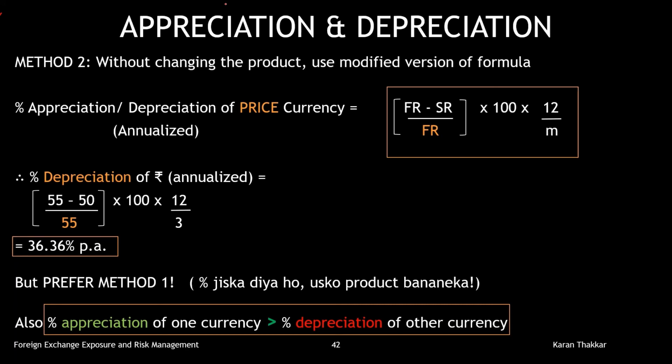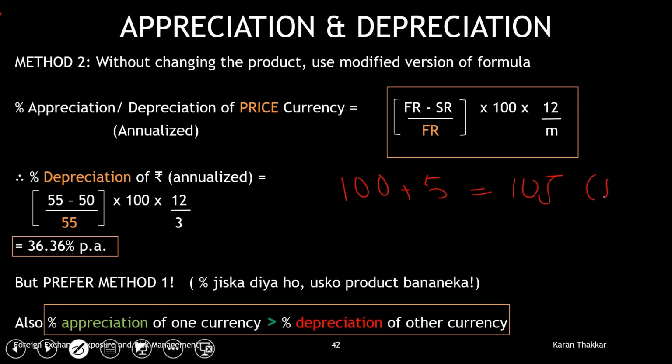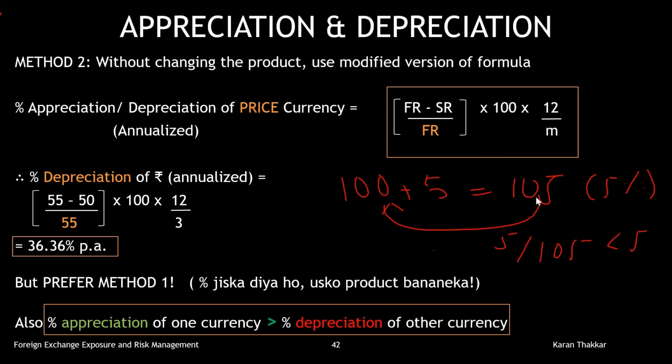And to make you understand this, I'll take a simple example. If we have 100 and you add 5, which would give you 105, that is basically a 5% appreciation. But from 105, if you go down to 100, which would be a depreciation of the same amount of 5, 5 upon 105 would give an amount which would be less than 5%.